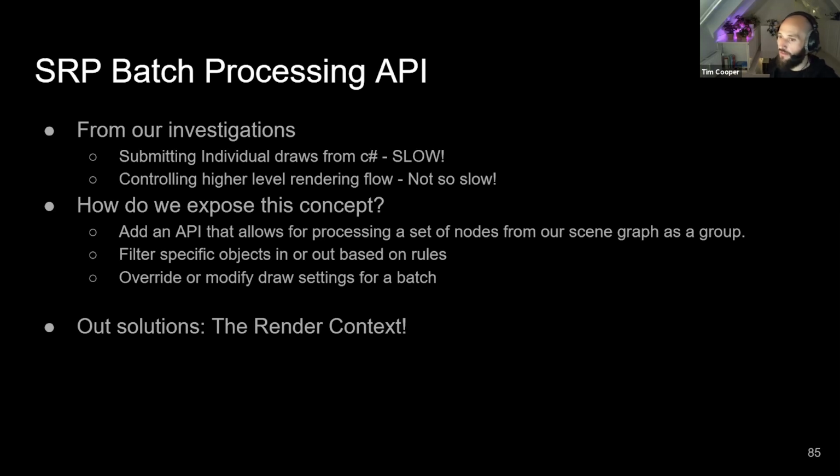The API we arrived at for this was called the render context. This is a proxy object that lives within our C++ layer, but has a binding layer into C#. Holding this object allows access to our rendering API.